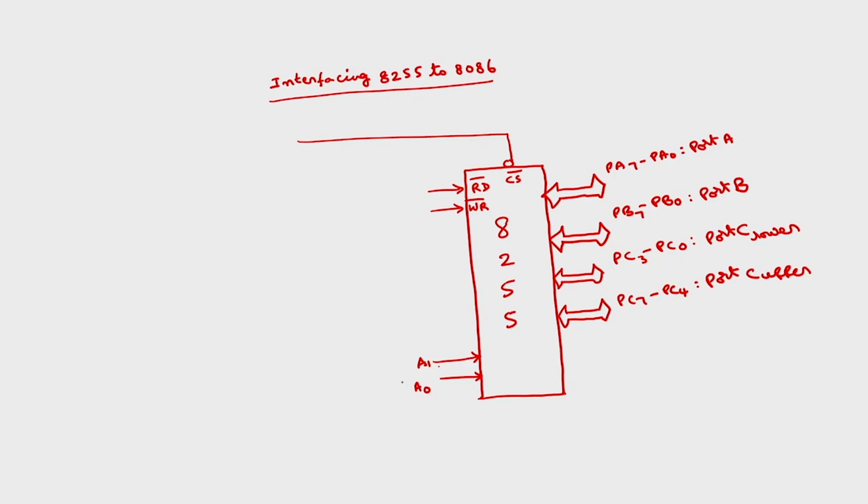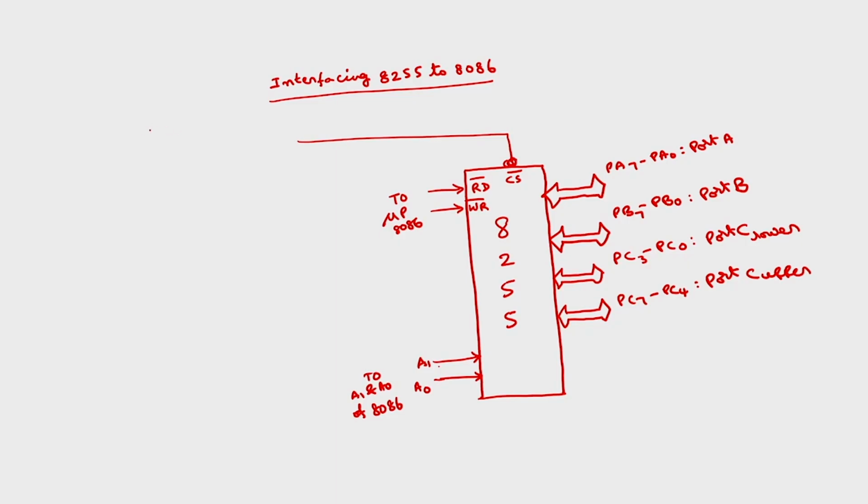So, this A1, A0 has to be connected to the A1, A0 of 8086. Here this port can be either an 8-bit port or a 16-bit port. So, this you have to connect to A1 and A0 of 8086. These two correspond to the read and write bars of microprocessor 8086. Reset also you have to connect. The only thing is how to generate this chip select signal for this 8255.